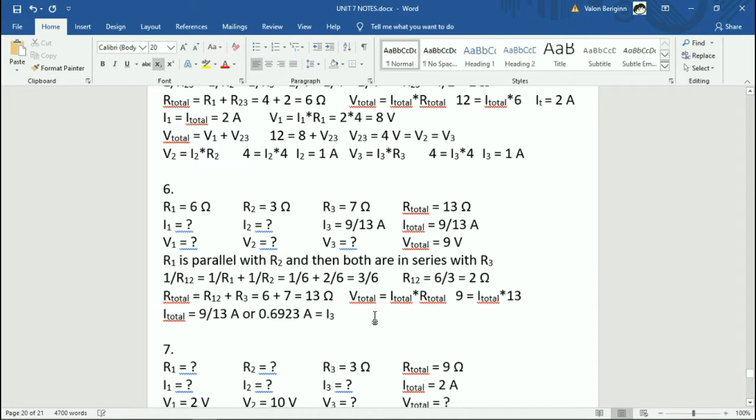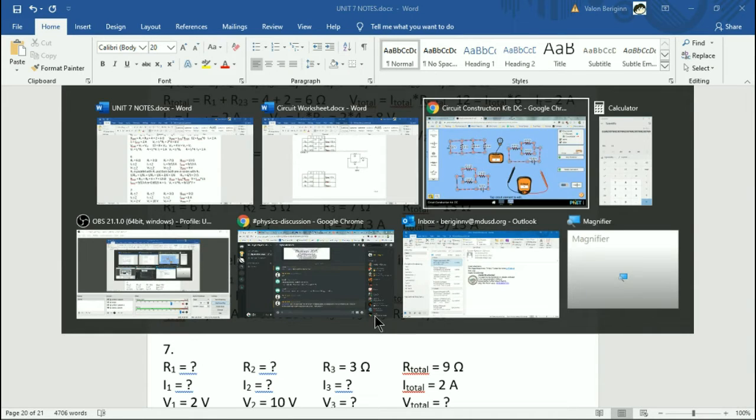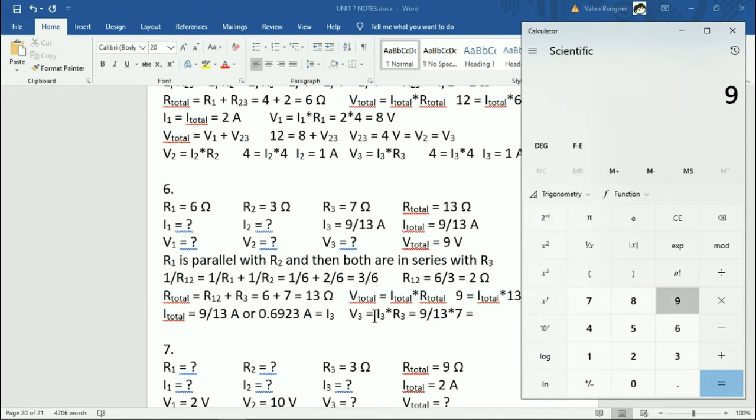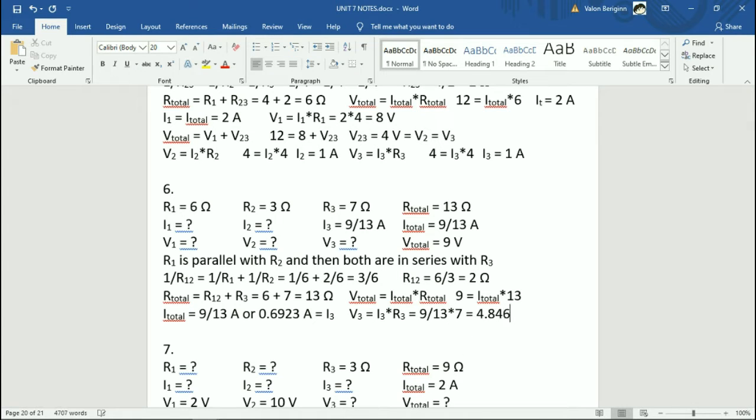Which then means we could solve for V3. I have a feeling these numbers are not going to look very pretty, but we have 9/13 times 7, which is 63/13. That's 4.846, sorry. And this is 3.